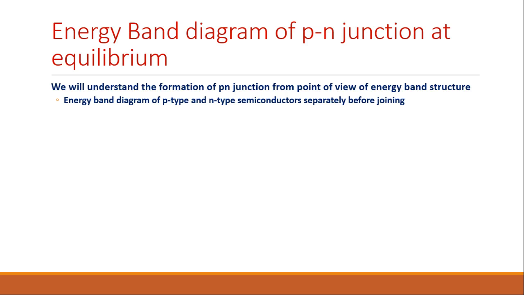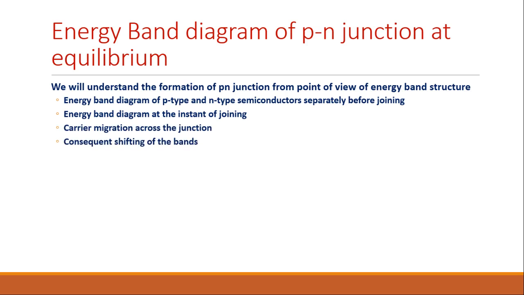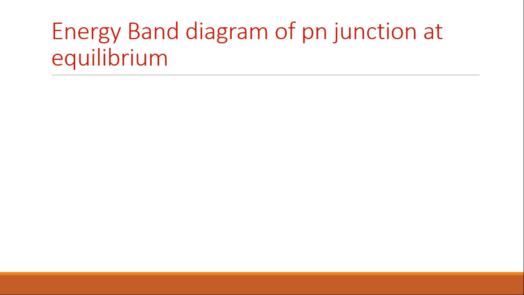Energy band diagram of p-type and n-type semiconductor we will see separately before they join. Then we will see the energy band diagram at the instant of joining, followed by carrier migration across the junction and the consequent shifting of the bands, and finally the achieving of the equilibrium.